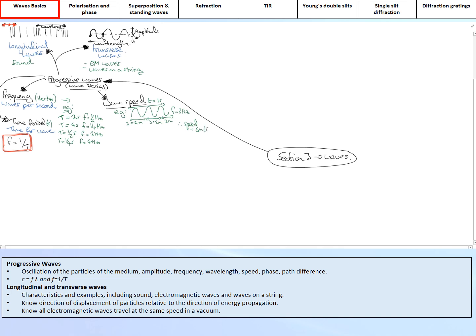So what did we do to get that? Well, speed is 3 times 2. 3 is the frequency, 2 is the wavelength. So the speed of a wave is the frequency multiplied by its wavelength.